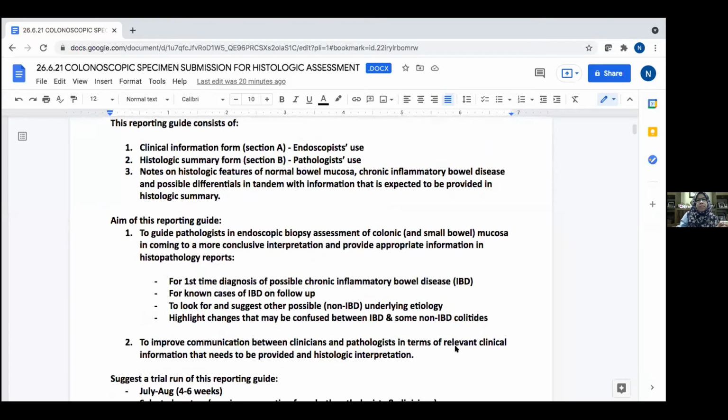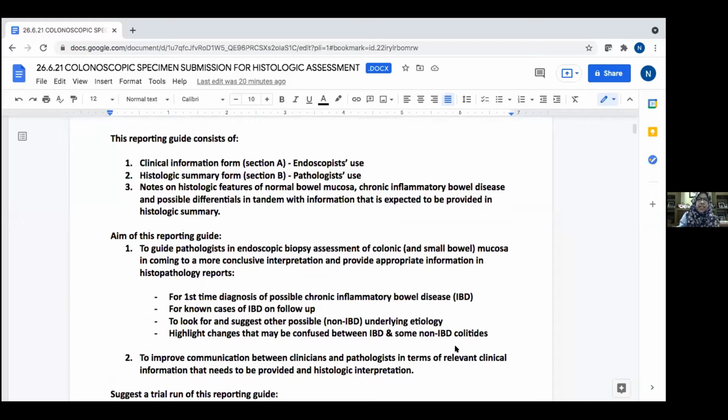Basically, this reporting guide consists of 3 sections. The first section, section A, is for endoscopists' use, the clinical information form. Section B is for the pathologist's use, where we will give our histologic summary. And the third section is the notes on histologic features of IBD as well as other differentials, and also what is expected of the histologic description and information to be given in the reports.